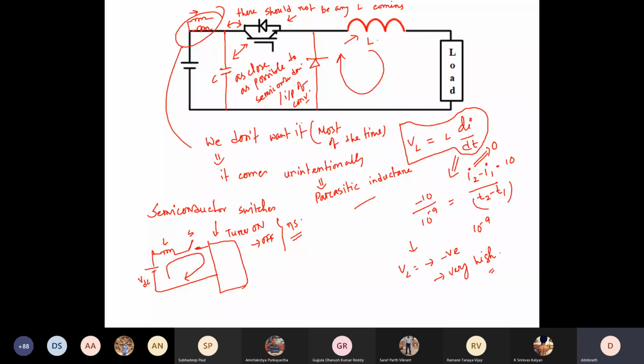But if I put a capacitor here, then this inductor current always has a path to flow, right? There is no L di/dt problem coming in. Remember, I don't want any inductance here, that I should take care. That's why I said this capacitor should be very close, physically very close, to your switching device terminal. Is that clear?